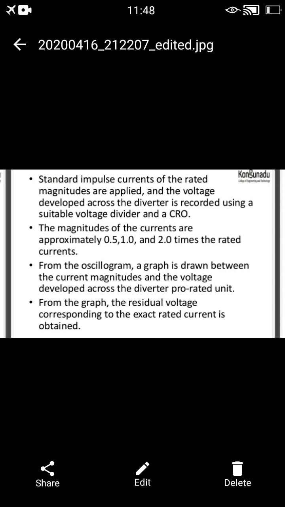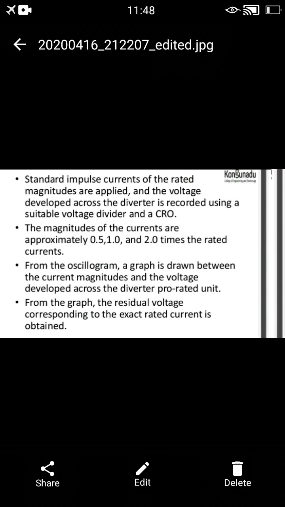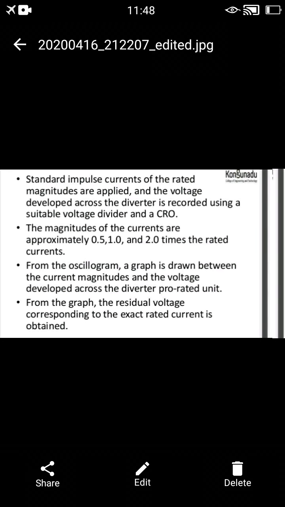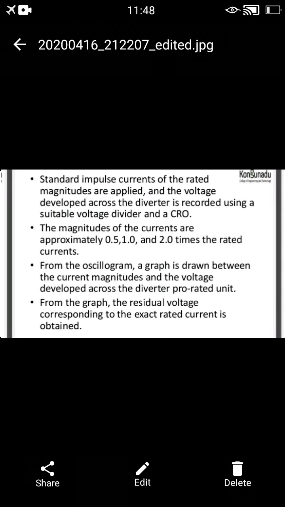So standard impulse current of rated magnitudes are applied. The voltage developed across the diverter is recorded using a suitable voltage divider and a CRO. The magnitudes of the currents are approximately 0.5, 1.0 and 2.0 times the rated currents.